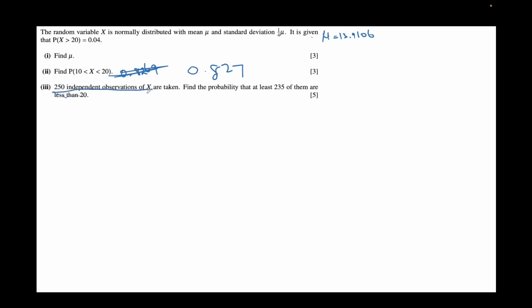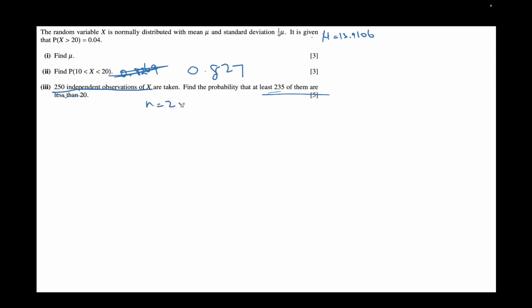250 independent observations of X are taken. At least 200 independent observations. A set number of observations, a set number of things, at least 250. Does this sound like binomial, yes or no? Okay, no confusions. This is one of those binomial to normal approximations, isn't it?